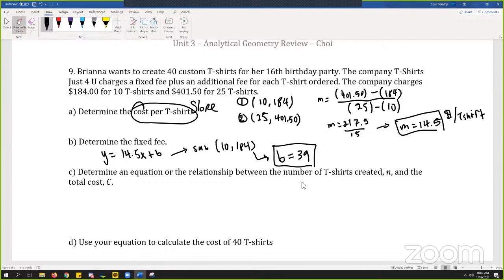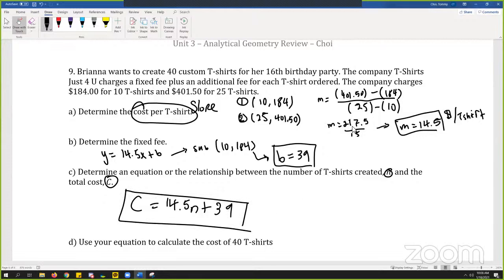So Rowie wrote down the equation, and that looks absolutely correct. C is equal to 14.5n plus 39, and I'm thankful that Rowie used the variables that the question asked for. Very good. So C is equal to, that C is ugly. C is equal to 14.5n plus 39. So there we go. Okay, so that's our equation there.